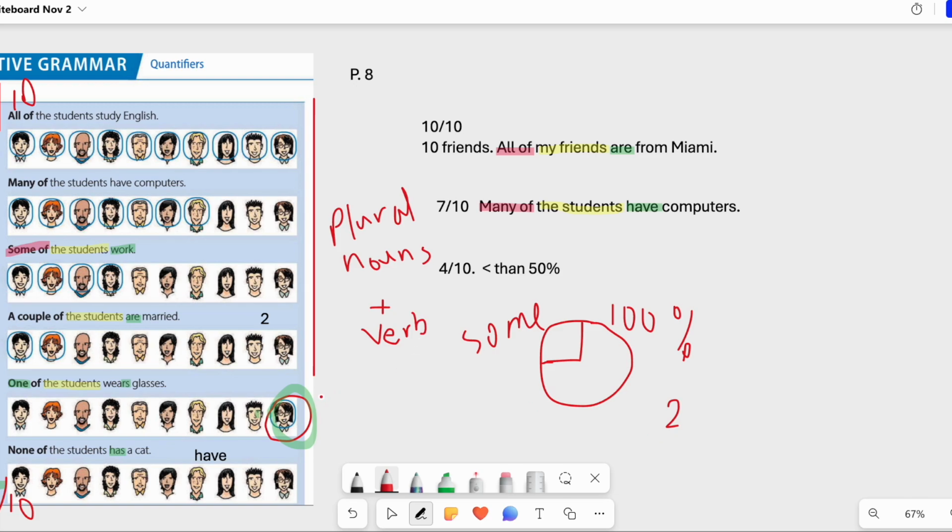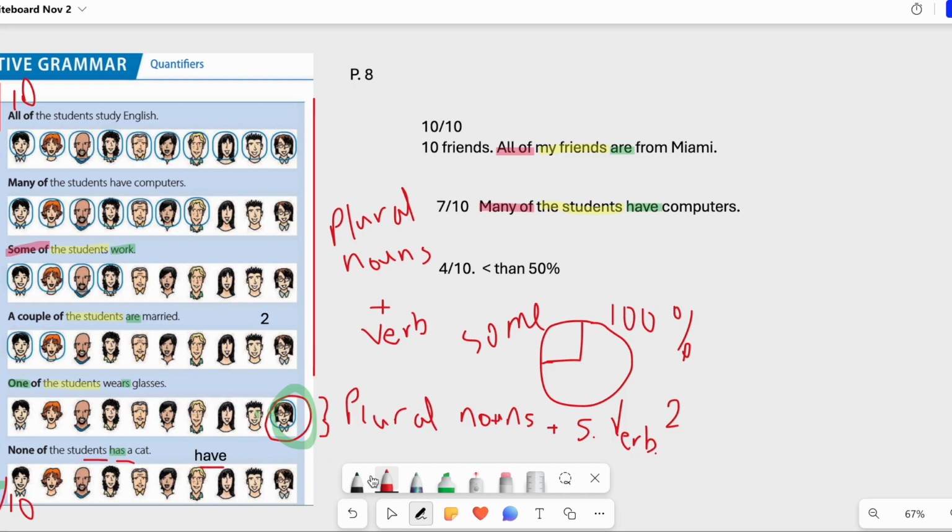For this one here, plural nouns, but only singular verbs. Singular verbs. And for this one, you use plural nouns and either singular or plural verbs.